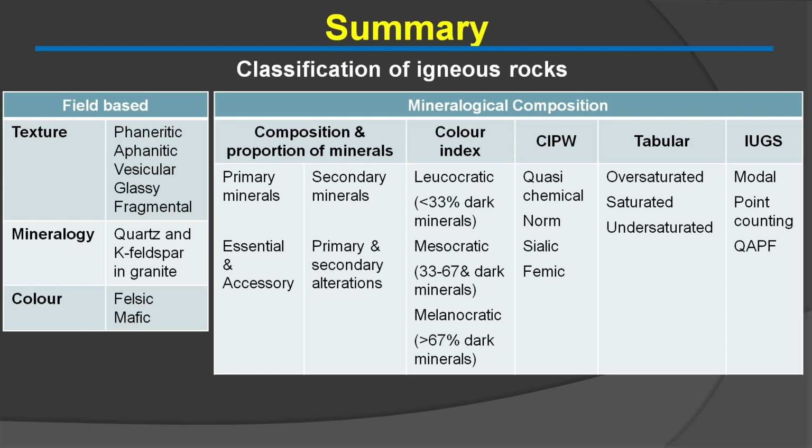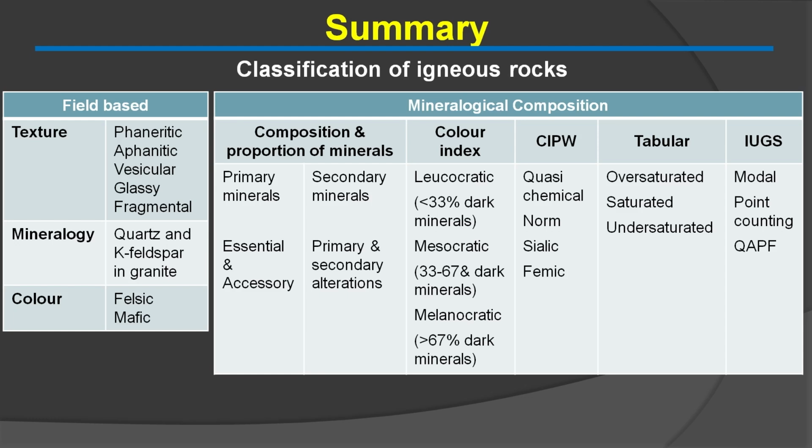Based on composition and proportion of minerals, we can classify them as primary minerals, which can further be classified into essential and accessory categories. Secondary minerals can also be further classified into primary and secondary alterations. Based on color index, we have leucocratic rocks, melanocratic rocks, and mesocratic rocks. CIPW norm allows us to find out the minerals which are falling in the sialic or the femic group. Tabular classification is more based on the silica saturation. We have silica oversaturated, silica saturated, and silica undersaturated varieties.